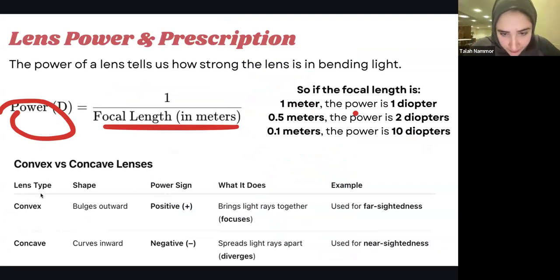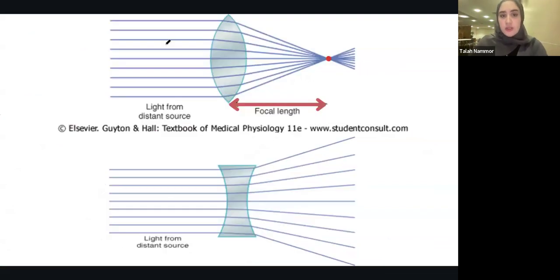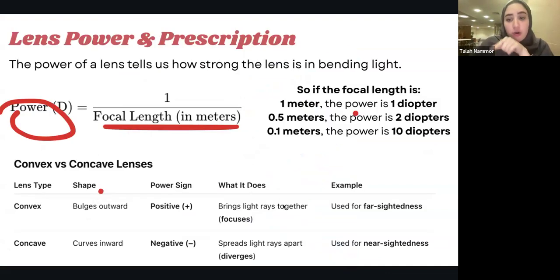The convex lens is the one that brings the light rays together, which is basically converging. The convex lens is used for farsightedness. So if a person has farsightedness, they give them convex lenses to bring the light rays together so they can focus. Is that clear? Okay.